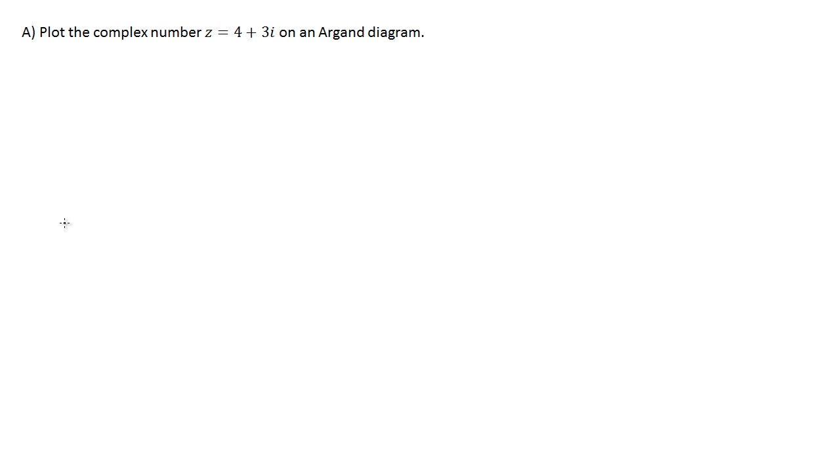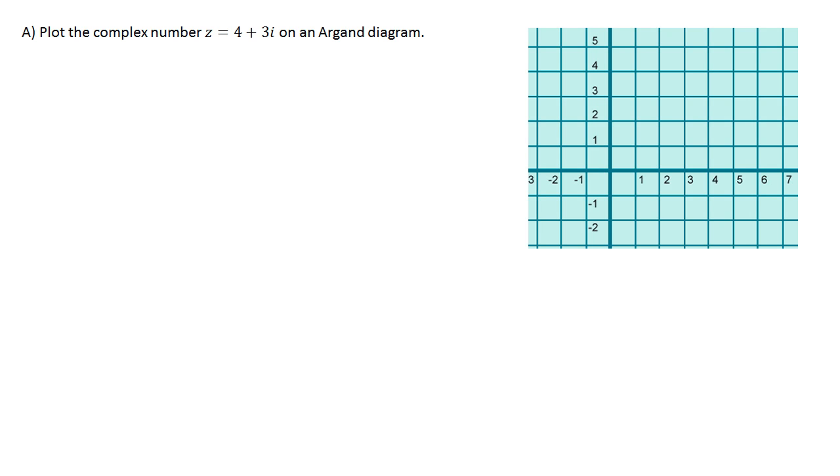Okay, so this question is also on complex numbers, and I've got to plot the complex number z equals 4 plus 3i on an Argand diagram. And so let's bring that up. Now, the way to plot these diagrams is that you put the value that is not imaginary as x, so that'll be 4, and the value that is imaginary on the y-axis. So this is the y-axis, this is the x-axis.